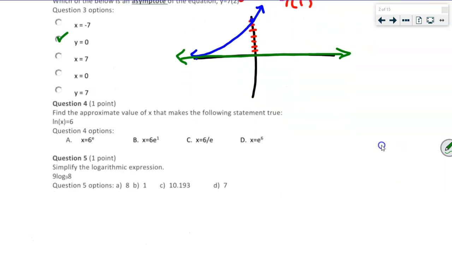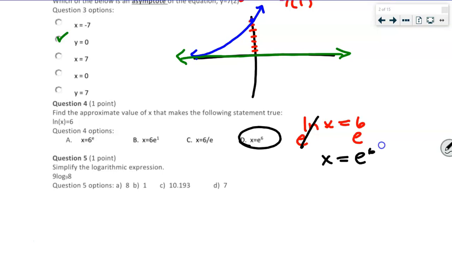Number 4 says find the approximate value of x that makes the following statement true. ln of x equals 6. So on this one, I'm going to write the problem ln of x equals 6. Well, hopefully you recall that the inverse of ln is e. So we can use this e to get rid of that ln, and that means we end up with the e over here. So what ultimately happens then is this goes away. So we have x equals e to the 6th, which was this one right here.